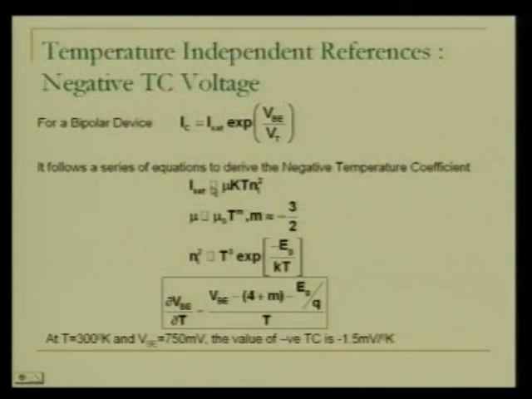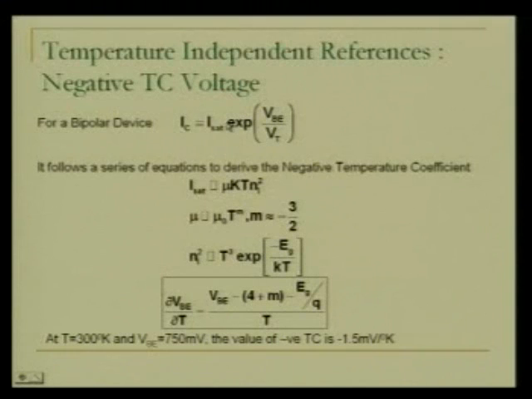In this context, I will discuss two important things that are required to design bandgap circuits, the temperature independent voltage reference circuits. One is called the negative temperature coefficient voltage. This is a simple bipolar device current equation you can find.